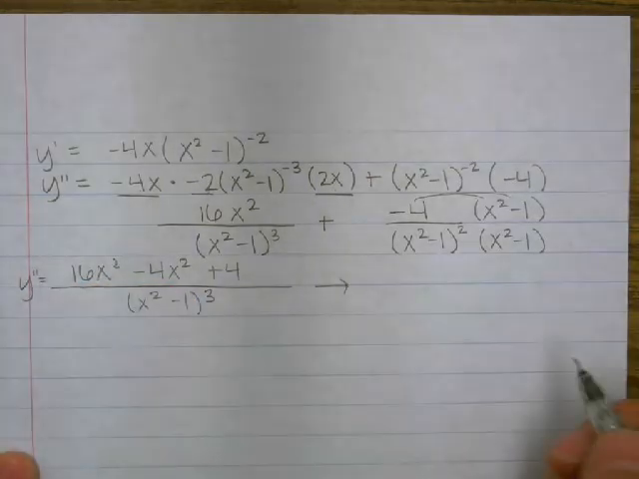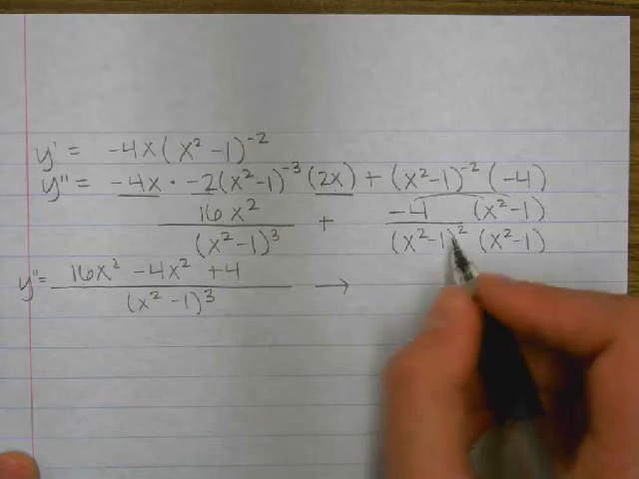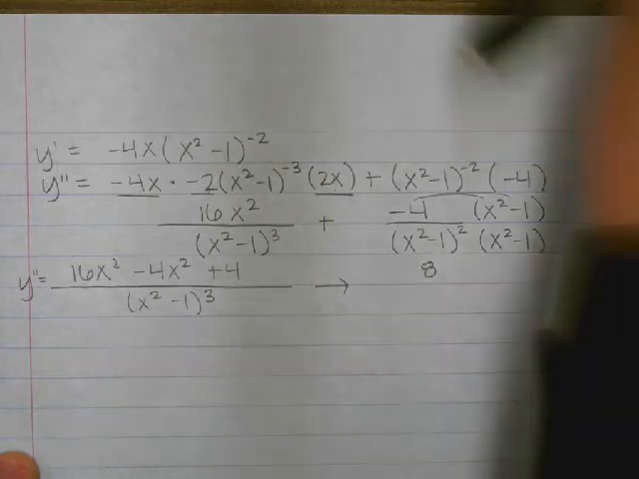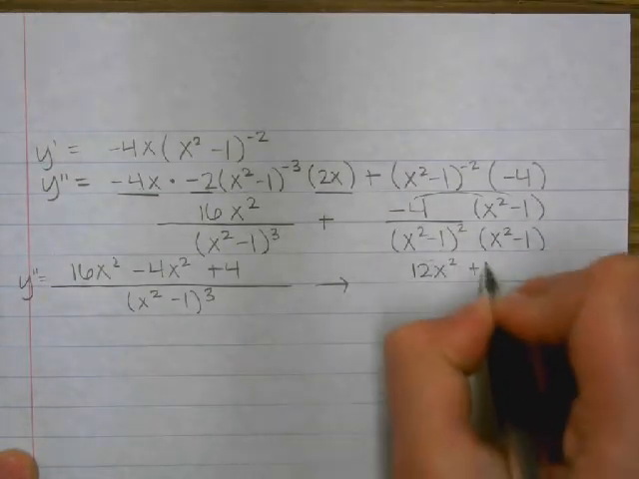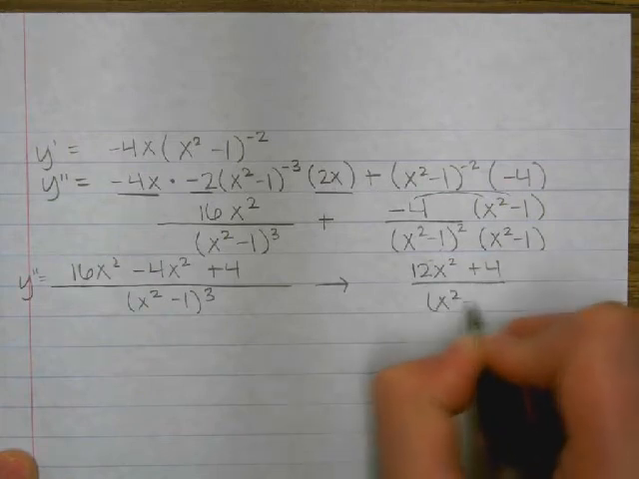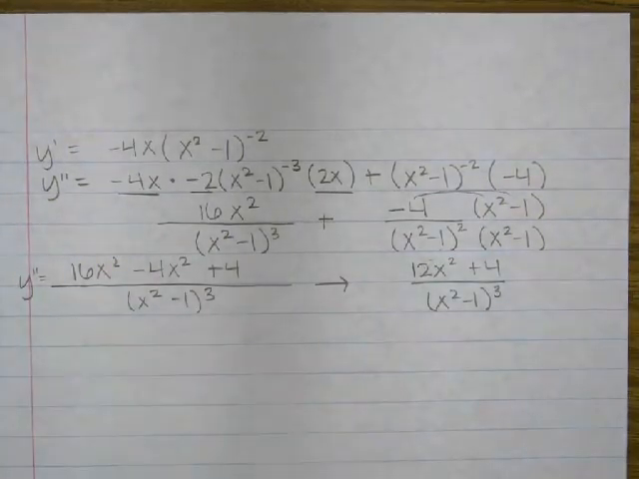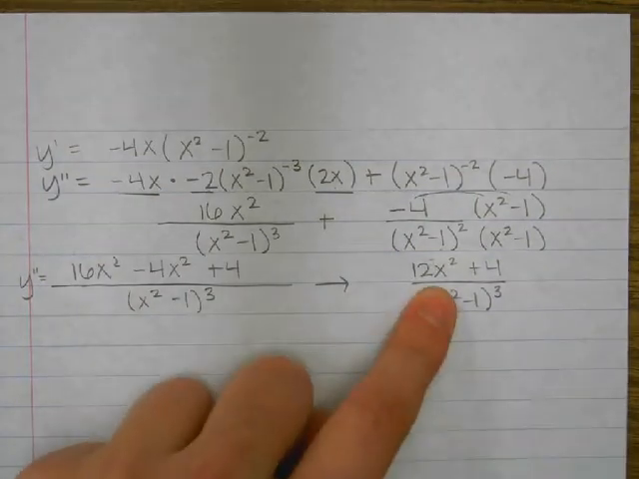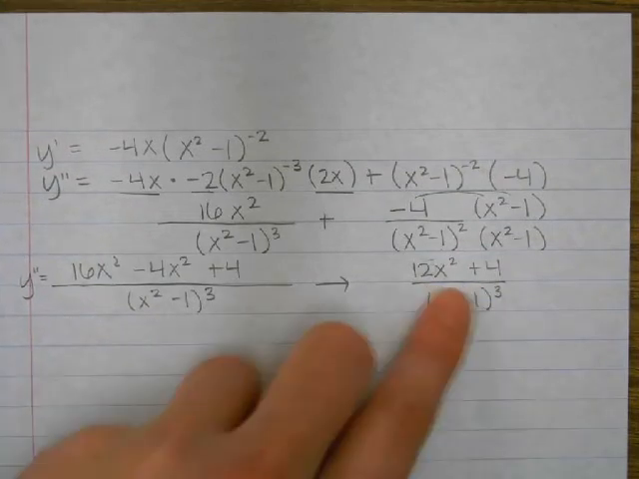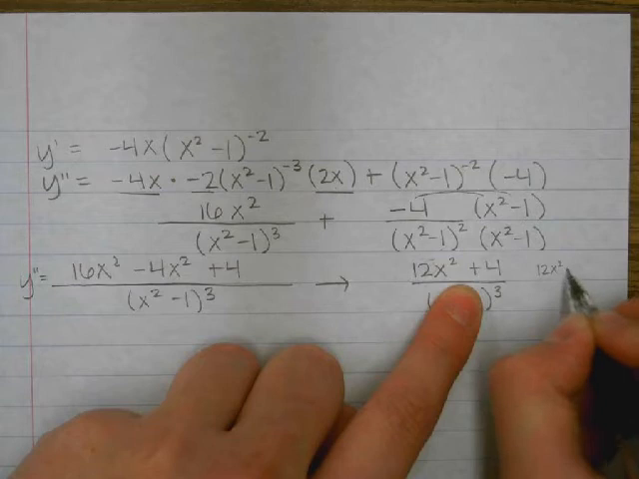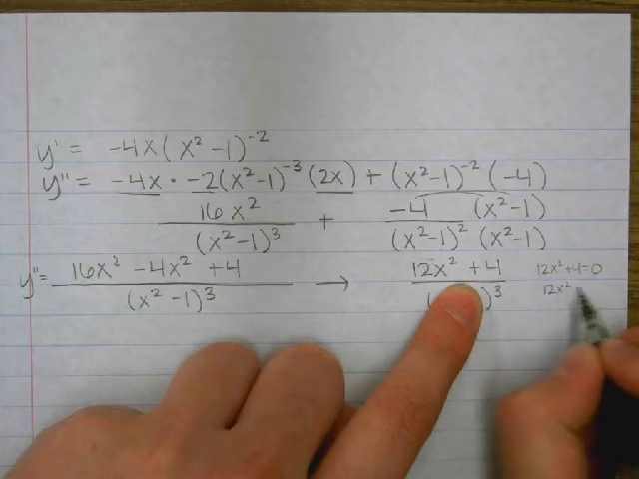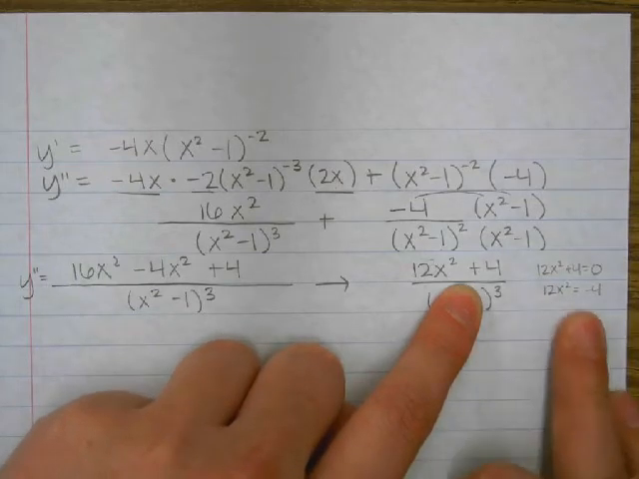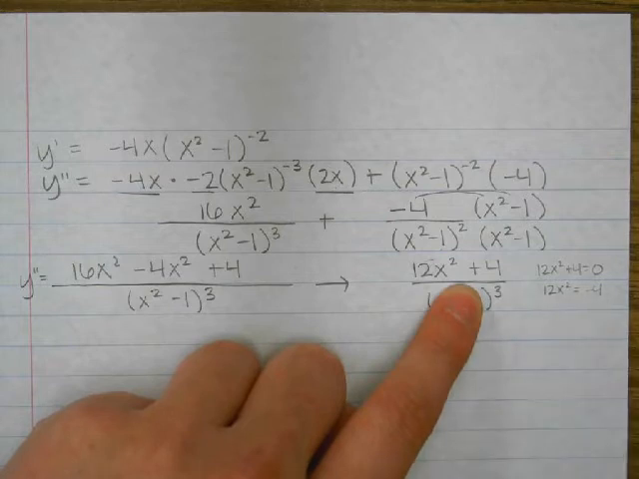So my second derivative is 8x squared, not 8x squared, I lied, 12x squared plus 4 divided by x squared minus 1 to the third. So if you look at the top, that is not factorable. You can't solve that because if you tried to set the top equal to 0, 12x squared plus 4 equals 0, you would end up subtracting the 4 over, so you'd get 12x squared equals negative 4, and you would divide by 12, and you'd still have a negative number, and then you would be square rooting a negative number.